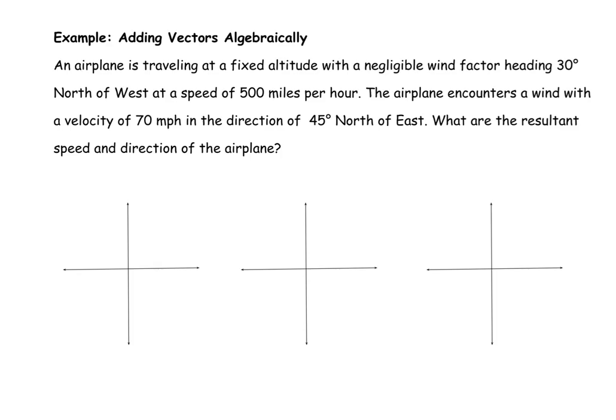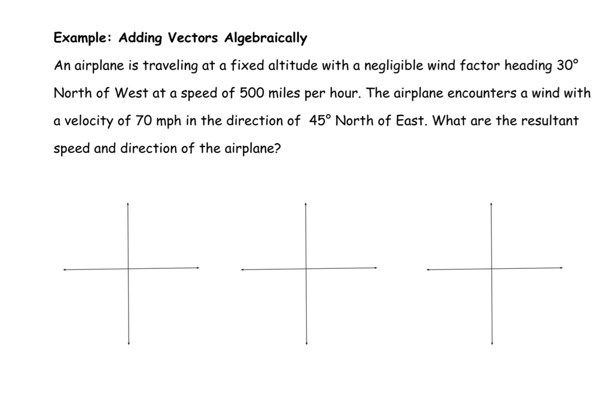An airplane is traveling at a fixed altitude with a negligible wind factor, heading 30 degrees north of west at a speed of 500 miles per hour. The airplane encounters a wind with a velocity of 70 miles per hour in the direction of 45 degrees north of east. What are the resultant speed and direction of the airplane?